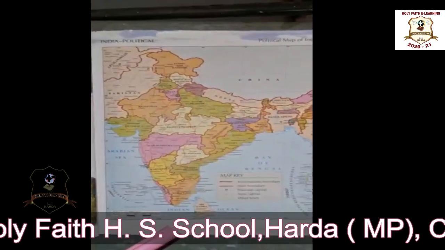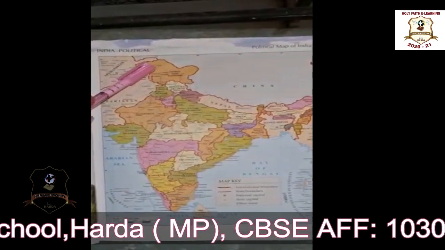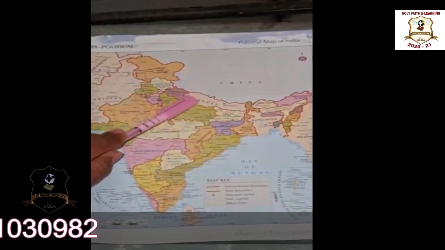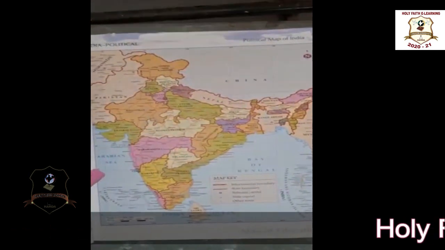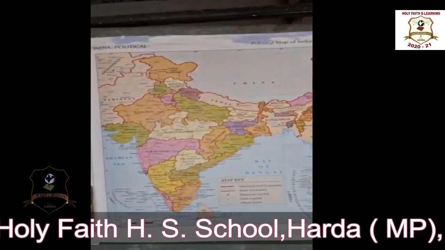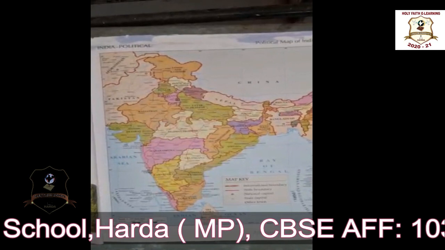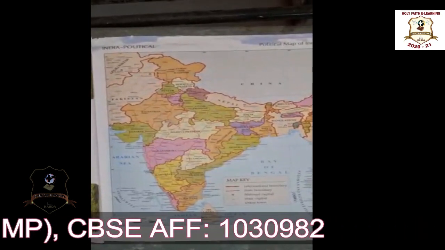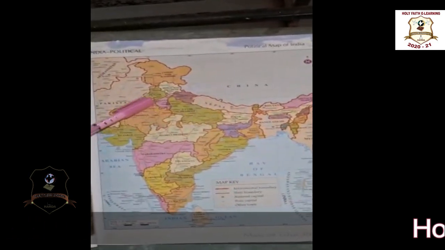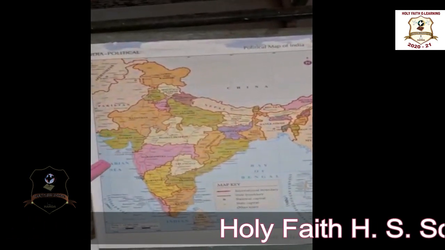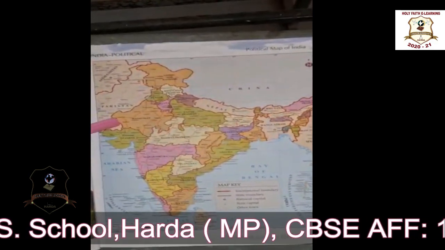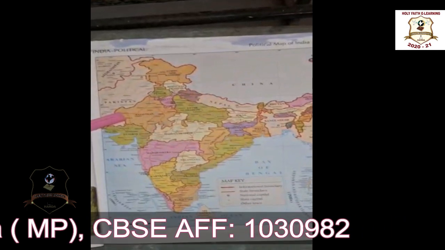The northern part of India is bordered by a big mountain range known as the Himalayas, which makes India unique because it includes the highest peaks of the world. The western part of India consists of the Great Indian Desert, also known as the Thar Desert, which covers western Rajasthan.